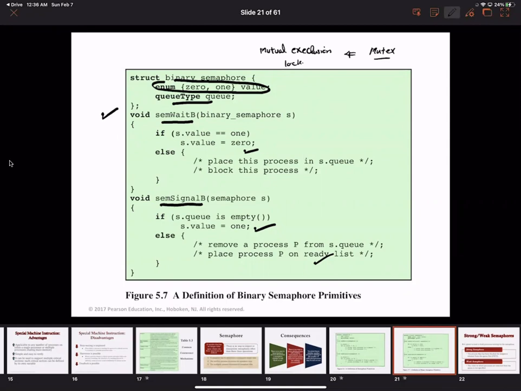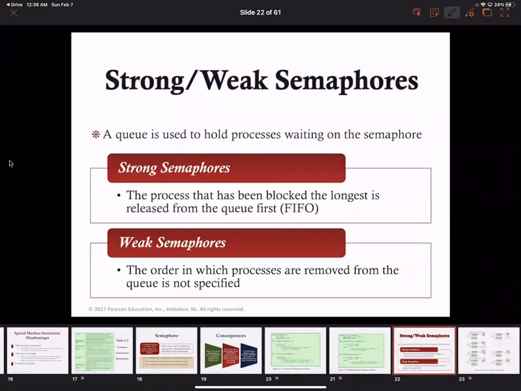So for semaphores, both counting semaphores and binary semaphores, a queue is used to hold the processes waiting on the semaphore. The question arises based on the order in which processes are removed from such a queue. The first removal policy is first in, first out. The process that has been blocked the longest is released from the queue first. So this is the first in, first out strategy.